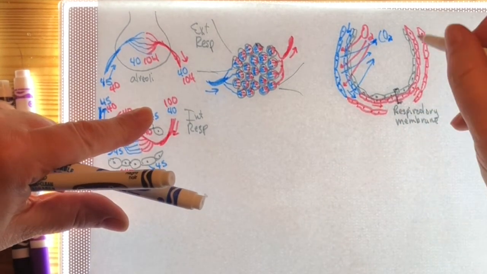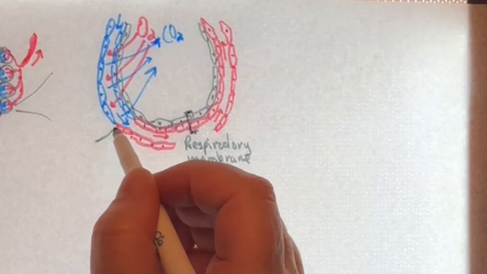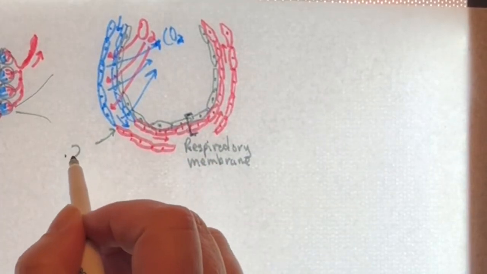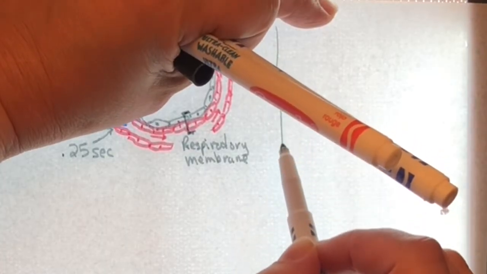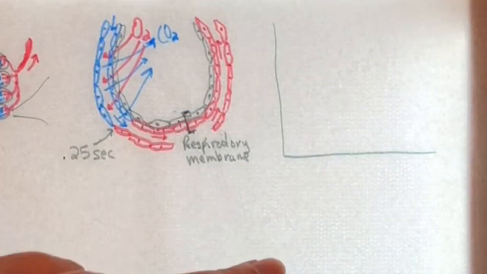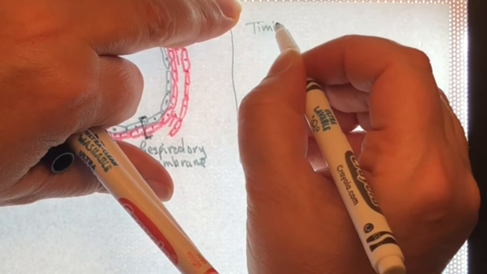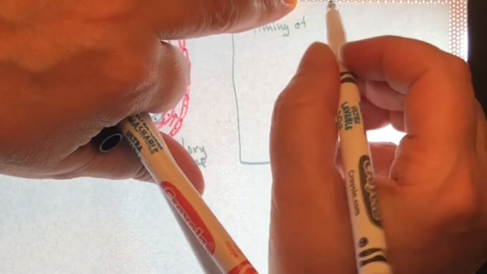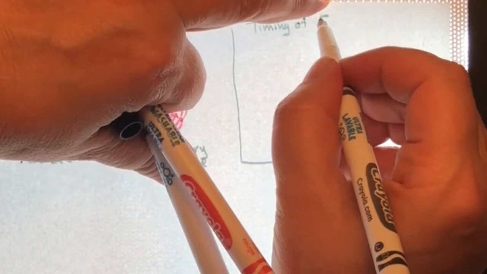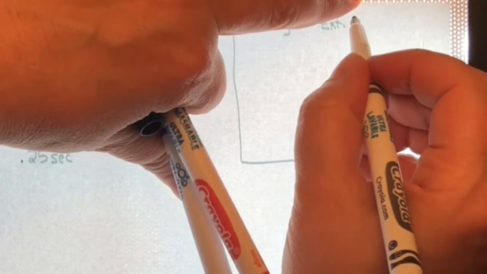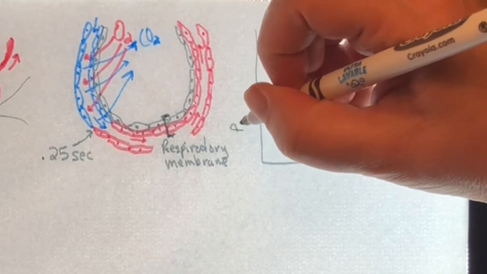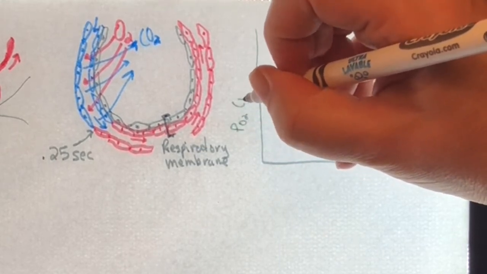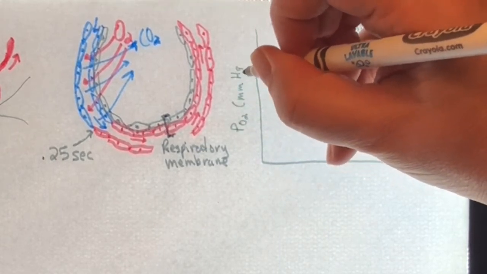It starts off blue and it becomes red, starts off at a lower oxygen level, say 40, and becomes a higher oxygen level, say 104. And the switch is made at 0.25 seconds. Let's go ahead and do an XY axis where we're going to discuss the timing of external respiration. How long does it actually take under healthy conditions when you are at rest? How long does it take for full oxygenation to take place? Well, according to our little drawing here, it's 0.25 seconds.